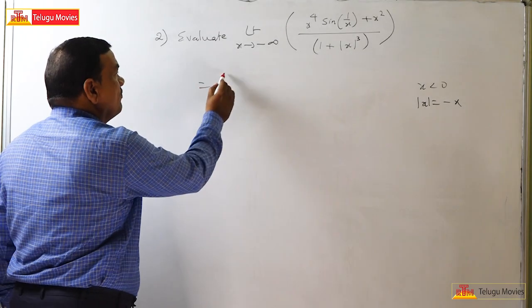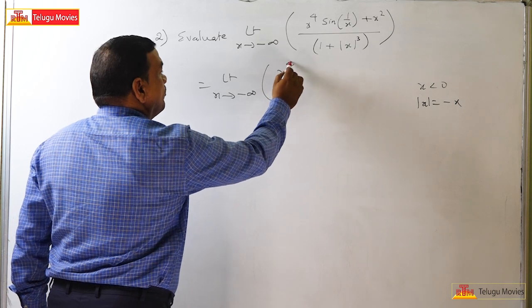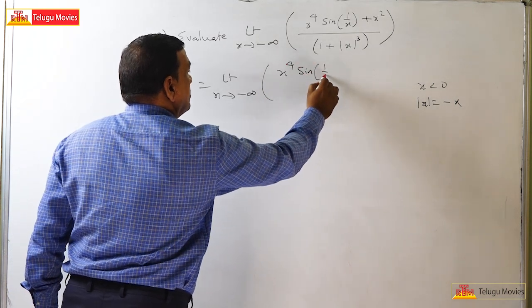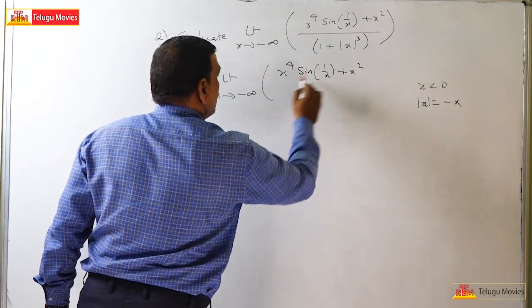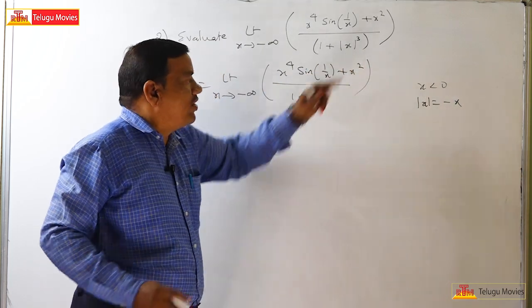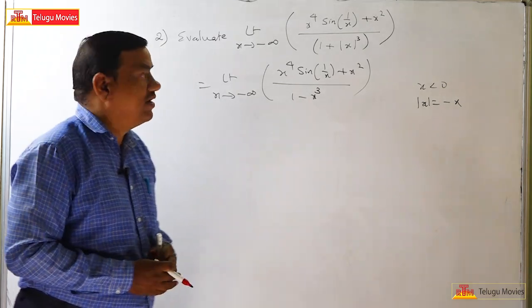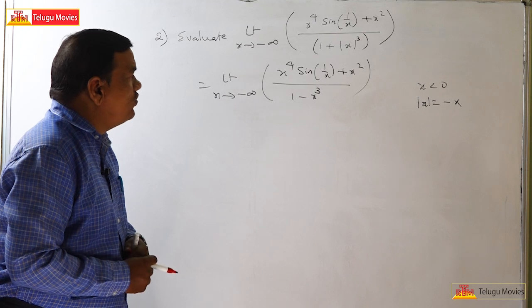So now the problem will be limit x tends to minus infinity of (x to the power of 4 into sine of 1 by x plus x square) by (1 minus x cube). Why? Because here mod x is minus x, whole cube, minus x cube. Nice. Then what do we have to do?